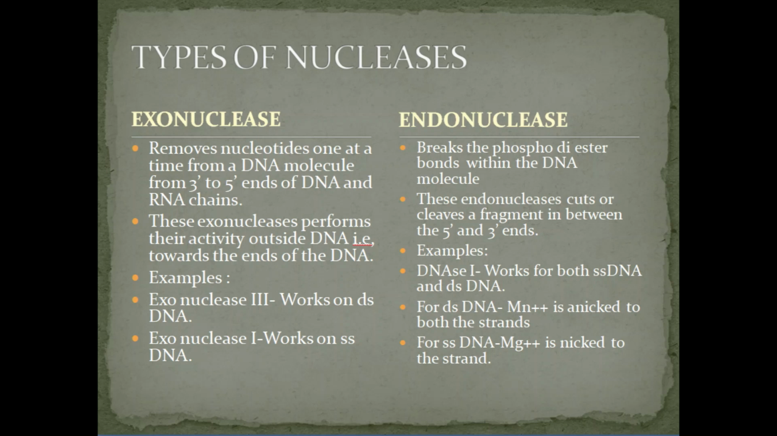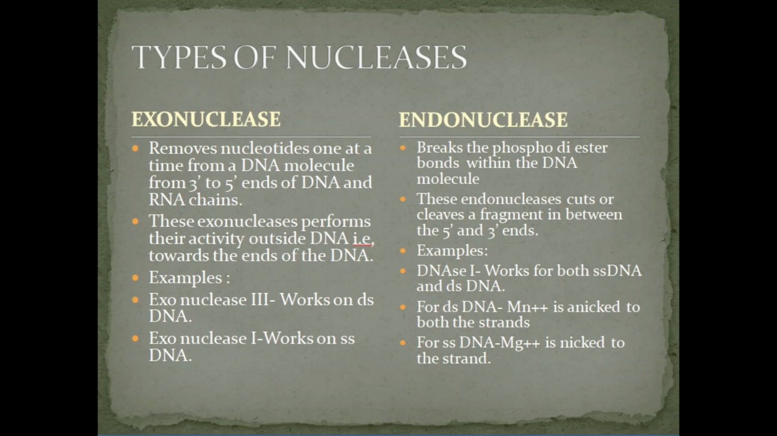Let's now discuss exonucleases. Exonucleases remove nucleotides one at a time from the 3' to 5' ends of DNA and RNA chains, whereas endonucleases break the phosphodiester bonds within the DNA molecule. Exonucleases perform their activity outside the DNA, that is, towards the ends of the DNA, whereas endonucleases cut or cleave a fragment in between the 5' and 3' ends.